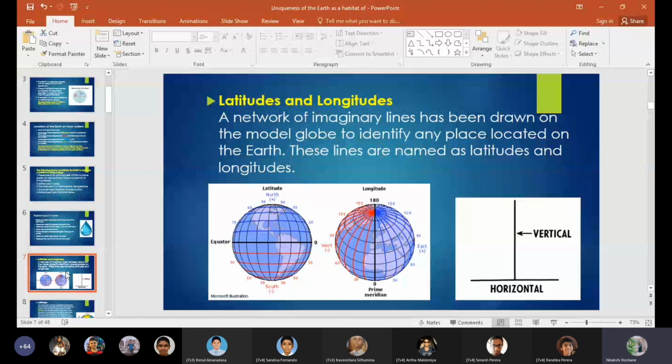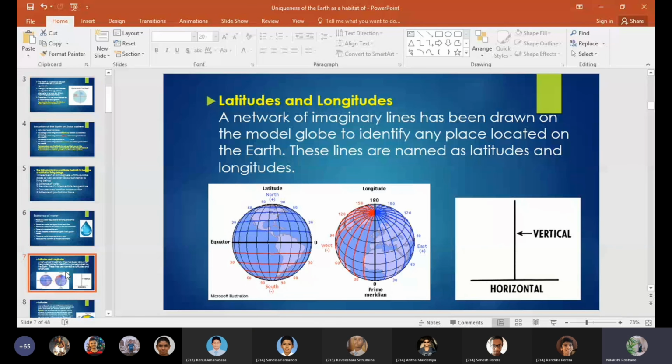So the vertical lines we call what? Longitudes. Yes, vertical lines are longitudes, and what about the horizontal lines? Latitudes. Yes, latitudes. So latitudes are parallel, and longitudes run from the North Pole to the South Pole. Next we are going to discuss the latitudes in more detail.